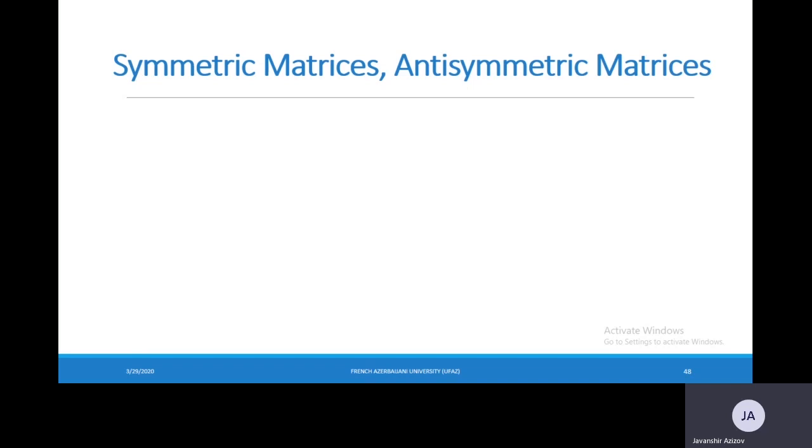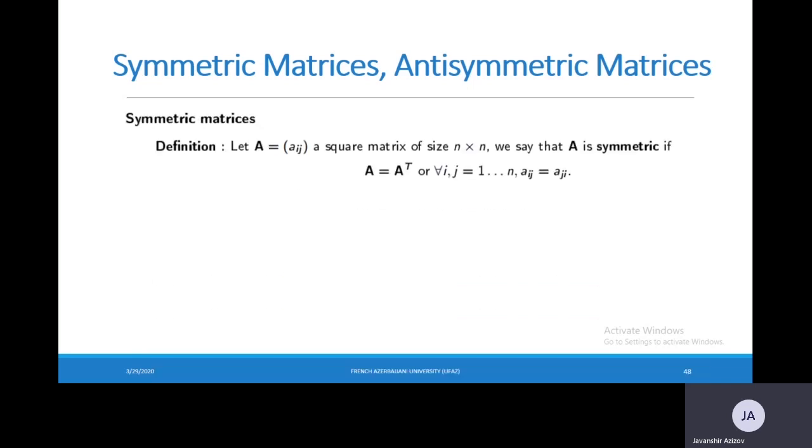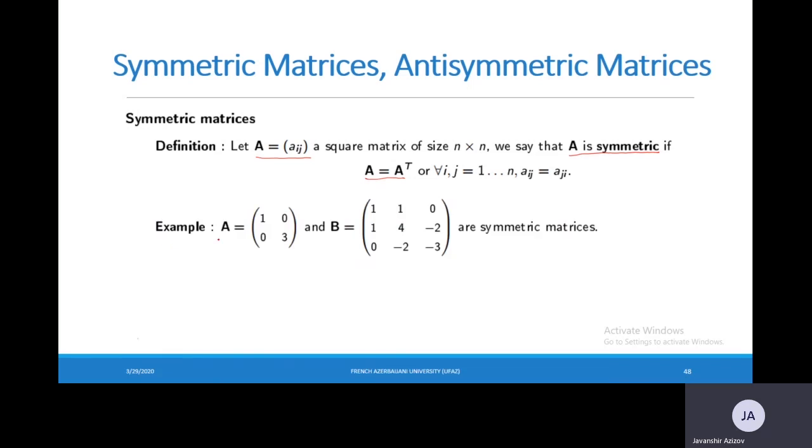Hello everyone, in this video I am going to talk about symmetric matrices and antisymmetric matrices. Symmetric matrices. Suppose that we have an n times n size square matrix A. If the transpose of A is itself, then we say that the matrix A is a symmetric matrix. Example: the matrices A and B are symmetric matrices.